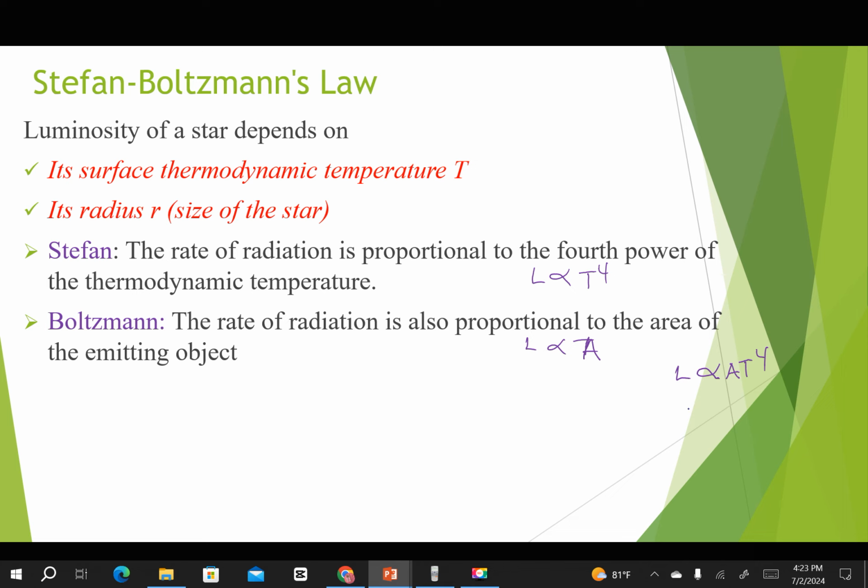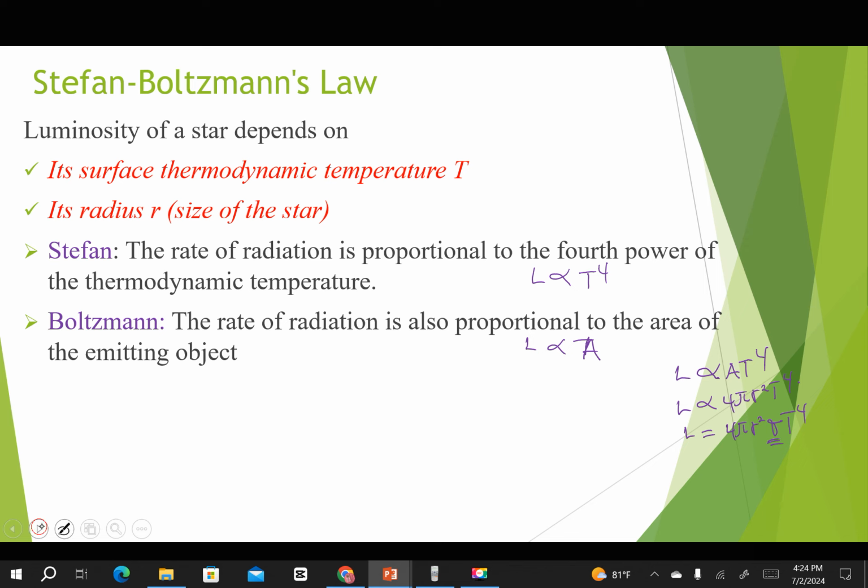So the area here is a sphere, so we can say luminosity is directly proportional to 4 pi r squared times T to the power of 4, where 4 pi r squared is the area of a spherical envelope around the object, or the spherical area of the object if we consider the star as being spherical. And when we remove the proportionality sign, the luminosity is going to be equal to 4 pi r squared. We must introduce a constant, which we are going to call sigma, the Stefan Boltzmann constant, as we shall discuss later on.